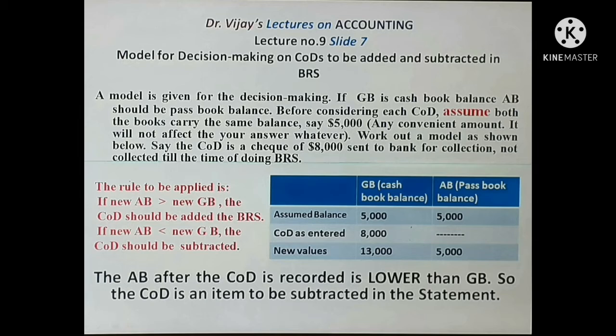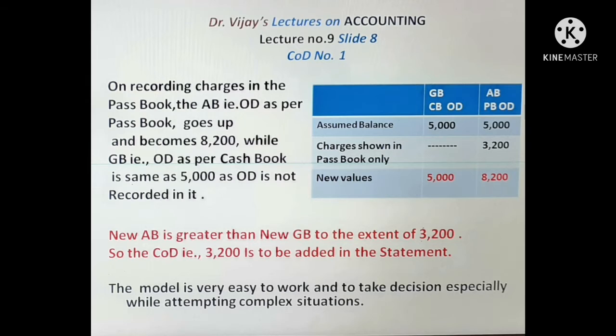The new value in AB is a higher value. If it is greater, then this cost of difference should be added. If the arrived value, the new value, is lower, the cost of difference is to be subtracted. You should keep in mind 2 points at this stage. One is, we are using the model independently for each COD. The second is, in the model we are using an assumed balance for each COD, but it has nothing to do with the statement. We are using the model for finding out whether the cost of difference is to be added in the statement or not.